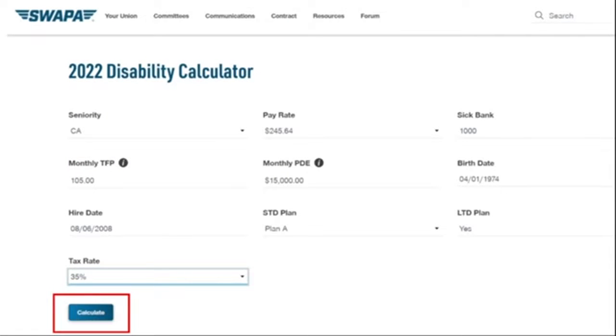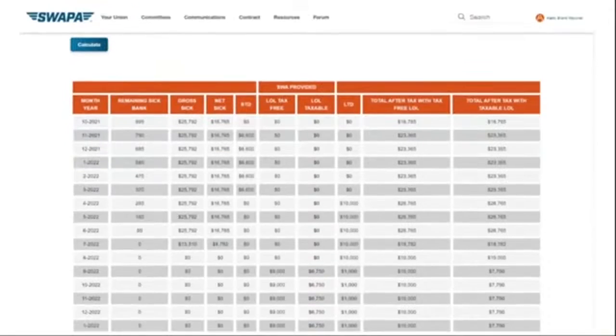A new page does not open. You just need to scroll down. Next slide, please. And this is what you'll see. In the top left corner, you see the month and the year. The calculator assumes your date of disability is the day you run the calculator. We brought the 2022 calculator up so you can look at the new short-term disability and long-term disability rates, but just realize that it's assuming your date of disability is when you run the calculator.